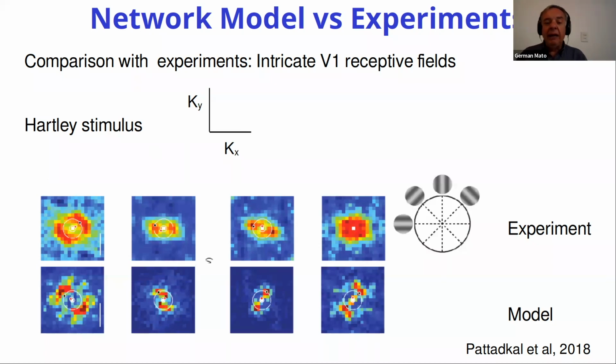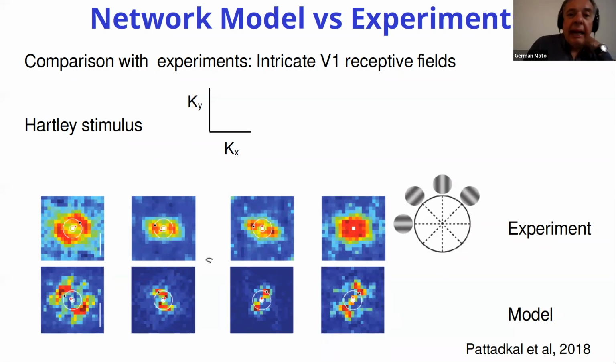But in Hartley space, here we compare the model with experiments. We find what we call intricate receptive fields. They are intricate in the sense that they do not display any trivial symmetry. And this reflects, of course, later in the fact that the preferred orientations should change when I change the spatial frequency of the stimulus. Here, the spatial frequency of the stimulus is simply proportional to kx squared plus ky squared. So it should not be some trivial function.